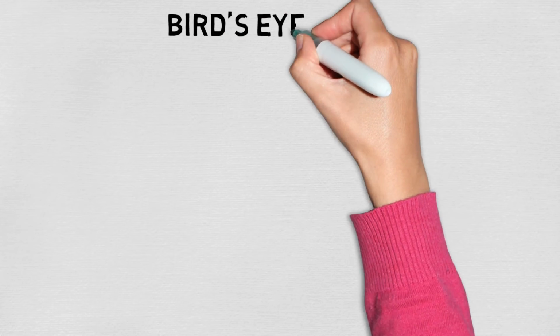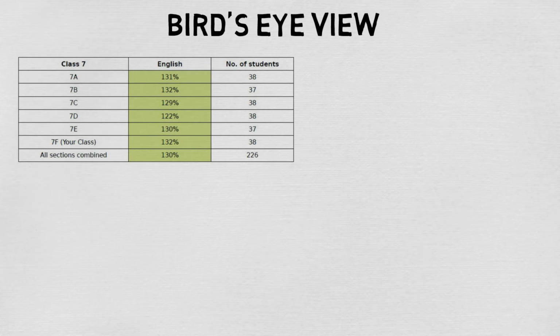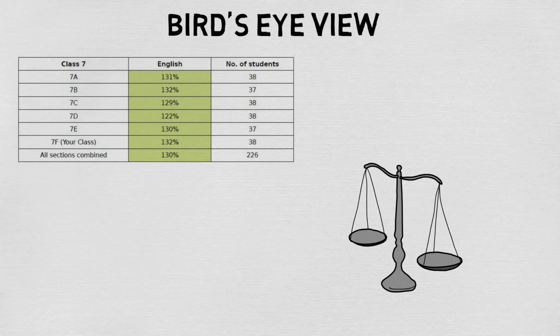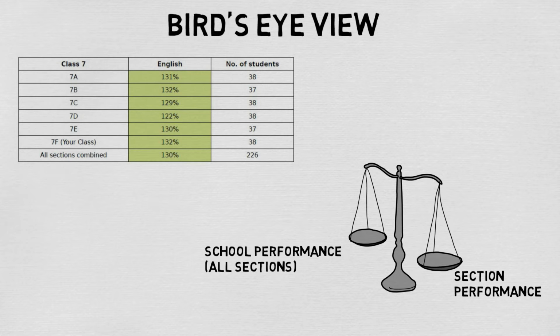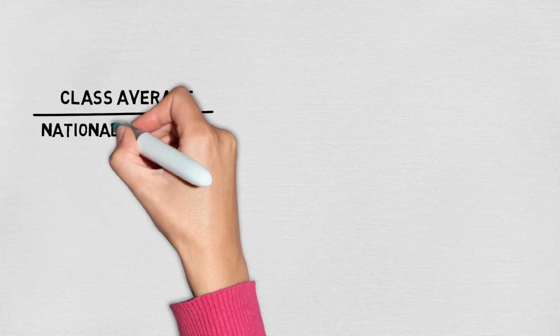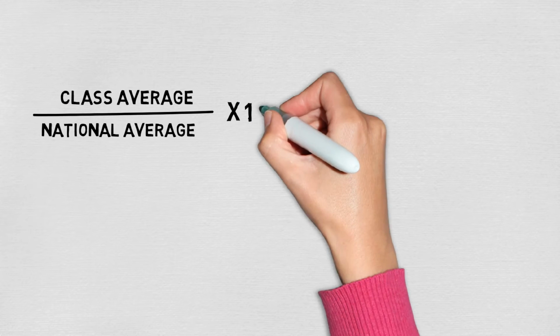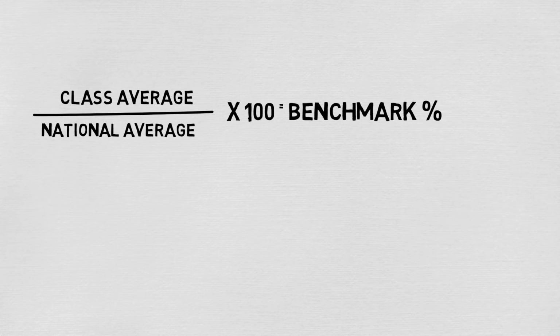The next section contains the bird's eye view table. ACID, as you know, is a benchmarking test, which means I can see how my section's performance compares with other sections in my school and other students across the country. To get this benchmark percentage of the class, the average score of the class is taken against the national average score. This is how the percentage is calculated.